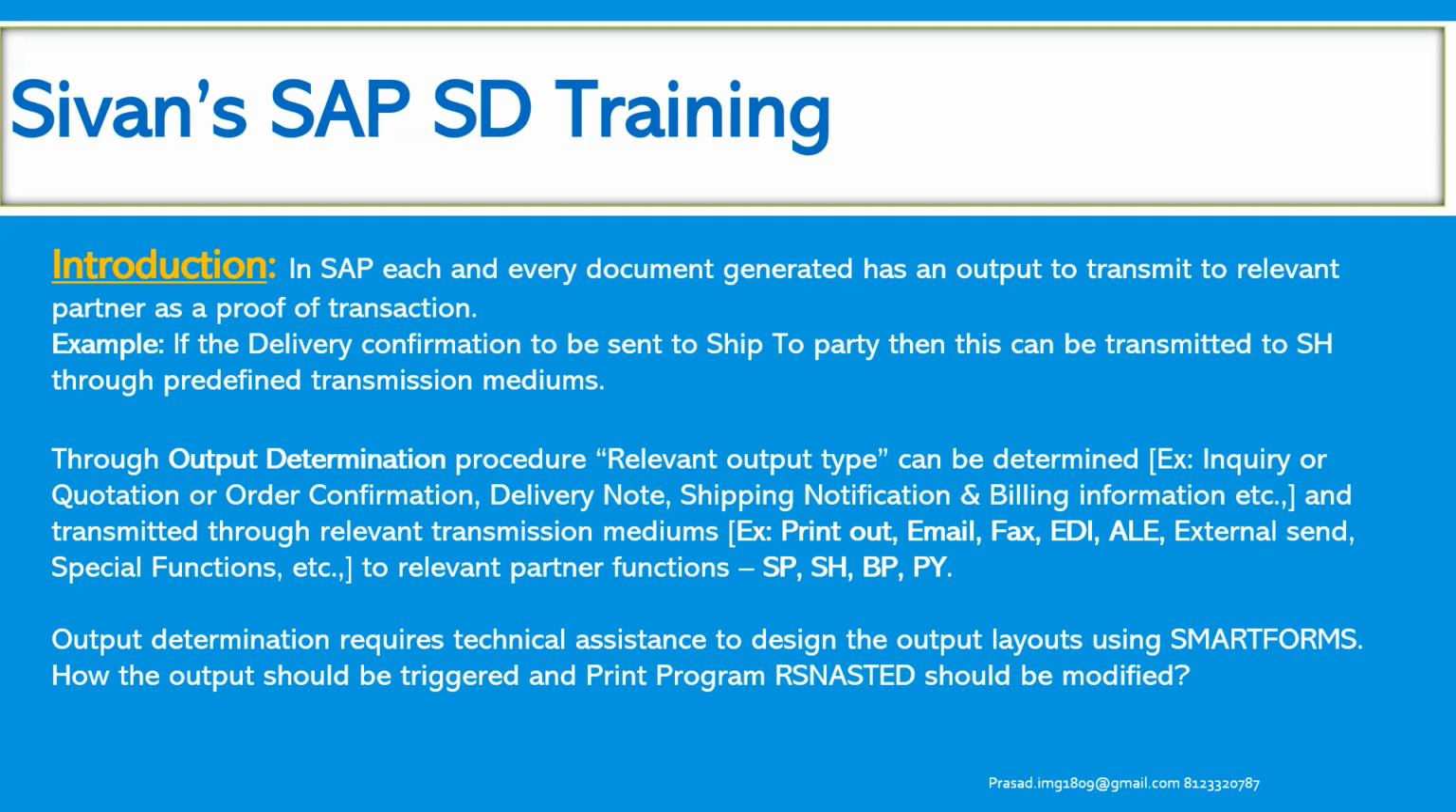And output determination requires technical assistance from the ABAP consultants to design the output layouts using the Smart Forms transaction code. They will also decide how the output should be triggered, and the print program RSNAST should be modified. They will know about it, and we will have to guide them with the certain logic so that they will be able to incorporate all those logic changes in the program, and then accordingly those outputs will be triggered as per the requirement.